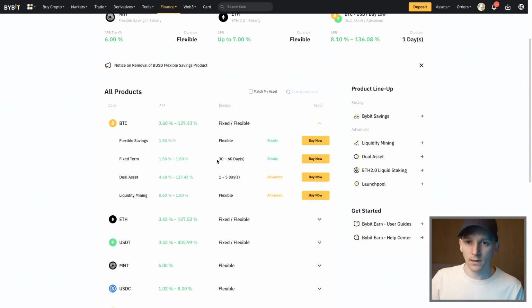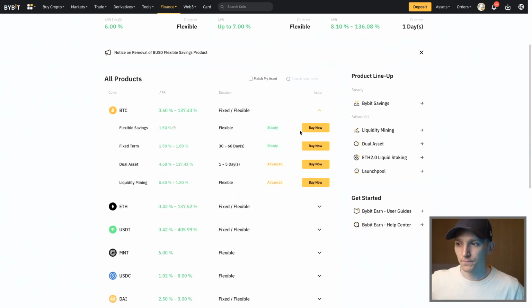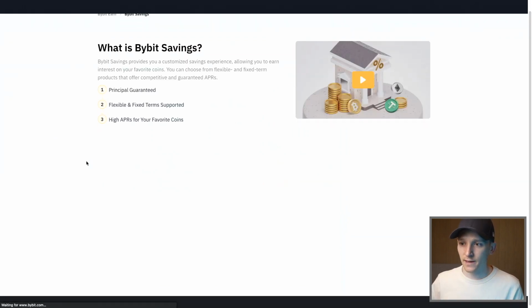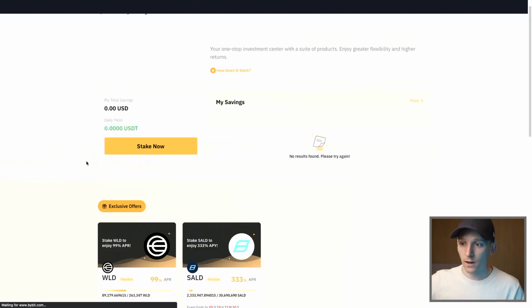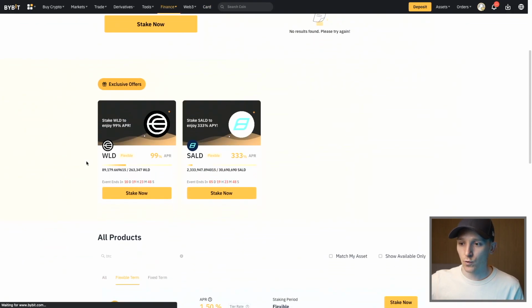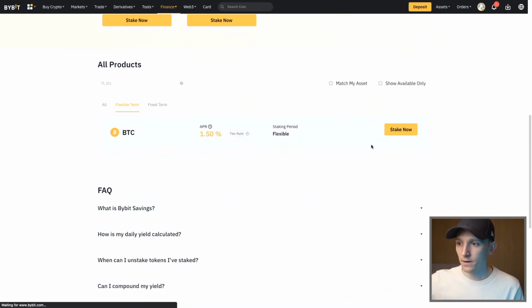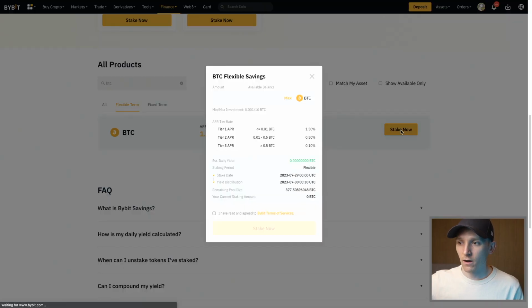You may get a slightly higher yield for that. So what we can simply do is press one of these to find out more. So we're going to press buy here. And all you have to do is just say how much that you want to loan out and then your yield for that. So we can press stake now, and there are different tiers.